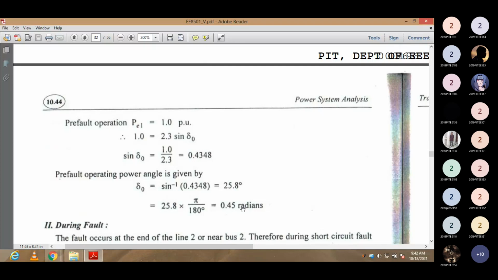So this is my initial pre-fault operating power angle. It is the integral limit, so only I am proceeding with these steps. During the pre-fault operation, the pre-fault operating power angle is determined easily. That is why we do the pre-fault operation: to find the angle from which the fault is going to occur. I hope you understood this step or case.